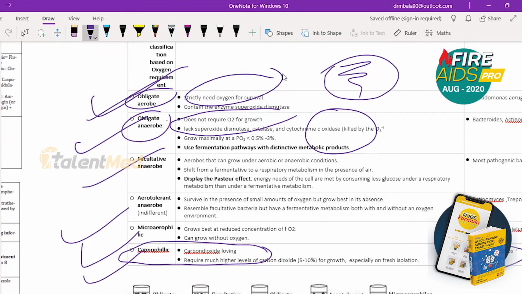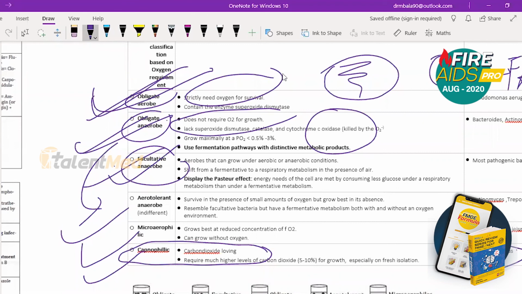Facultative is the opposite way of obligate. So obligate aerobes are going to be facultative anaerobe. Obligate anaerobe is going to be facultative aerobe. So that's just the opposite of it. Facultative anaerobe actually needs oxygen. Facultative aerobe does not require oxygen most of the time.